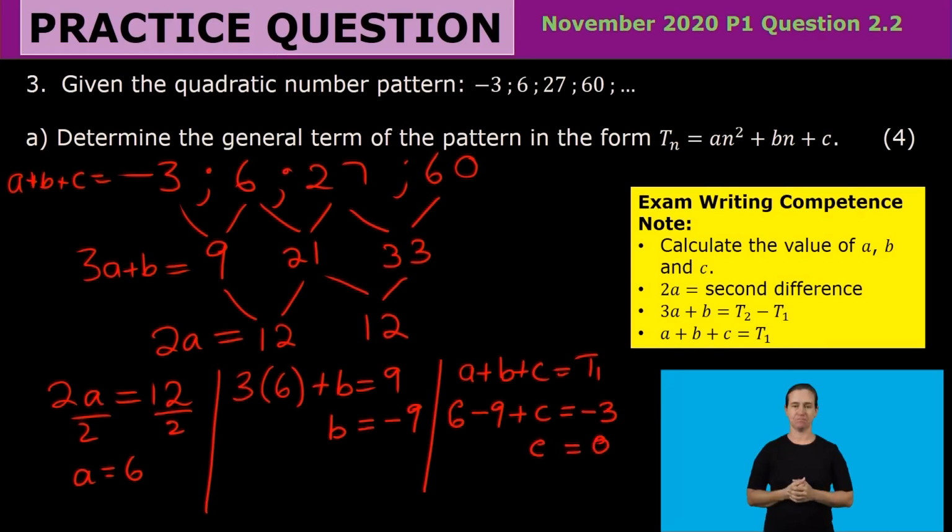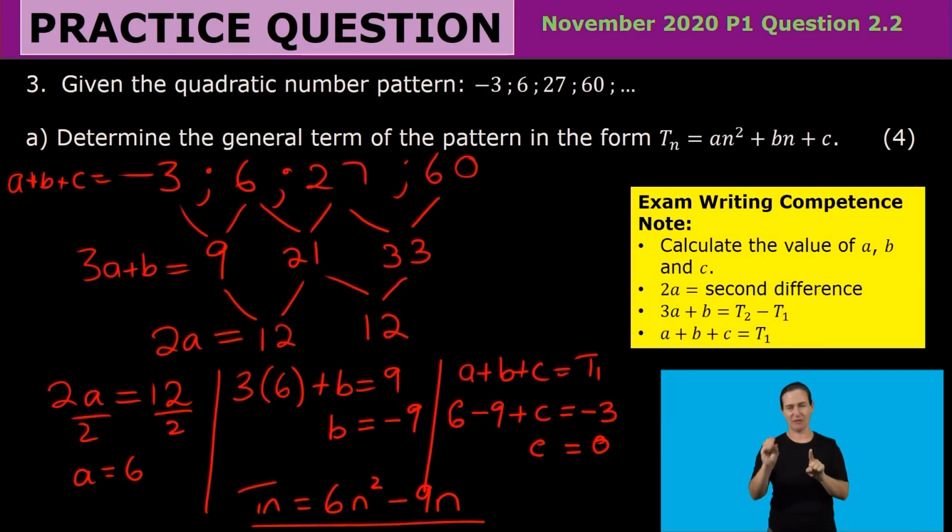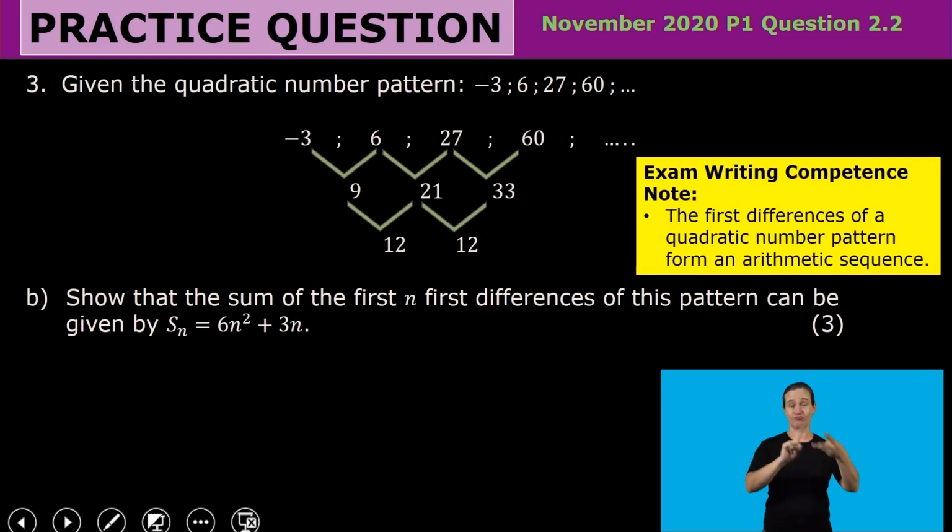So that means that our Tn is equal to an squared, and our a is 6, plus bn squared, our b is a negative 9, plus c, and our c is 0. So that means that is our general term. Let's go to the next sub-question of this question 3.